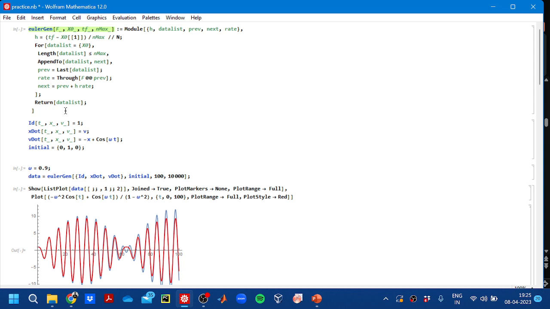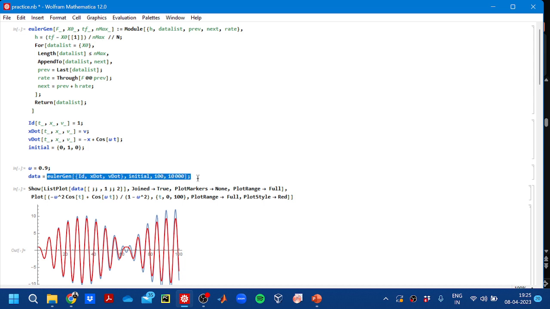So this is the function for any general differential equation. Now what you have to do? You have to specify the differential equation with which you are working, and what your initial conditions are. That means you have to specify these four quantities.